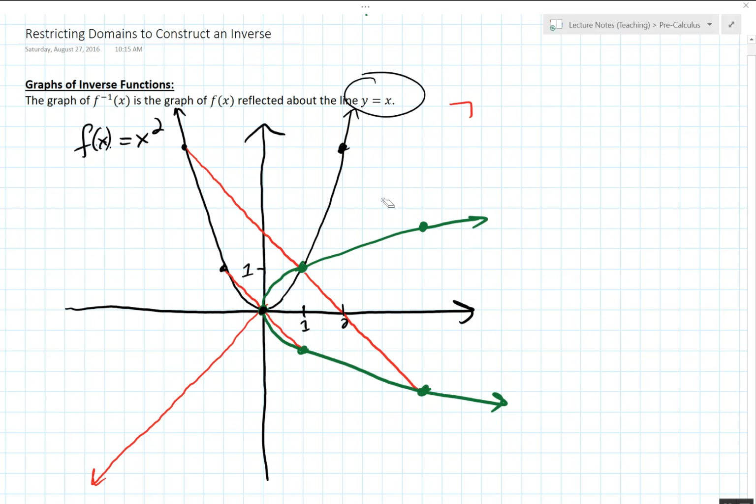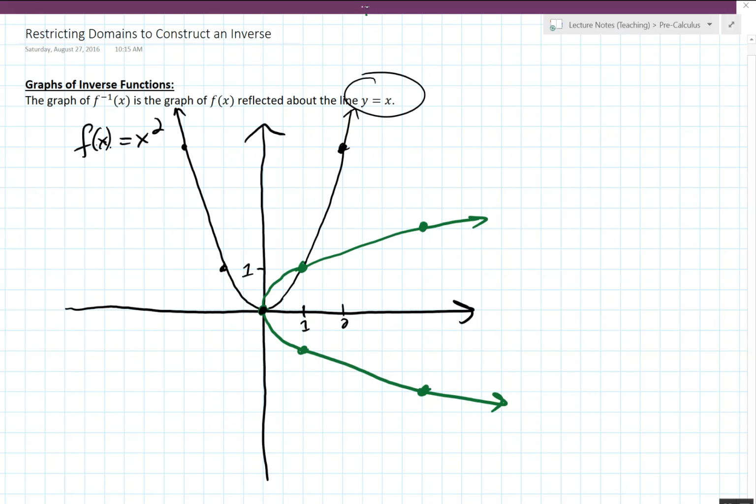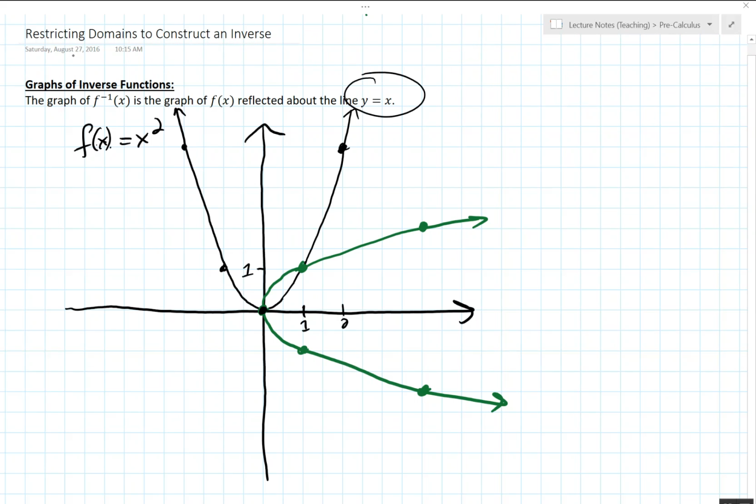So let's get rid of all this other extra stuff from the reflection here and just look at our two functions, and notice that this violates the vertical line test, and this is no longer a function. So this is another graphical way of showing that f inverse and the square root function are different things.